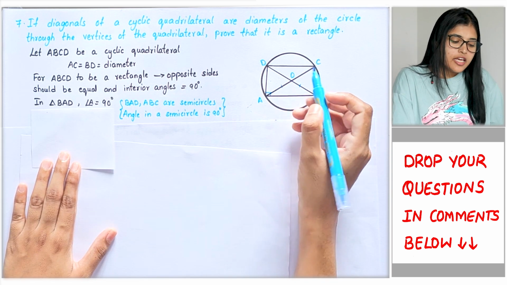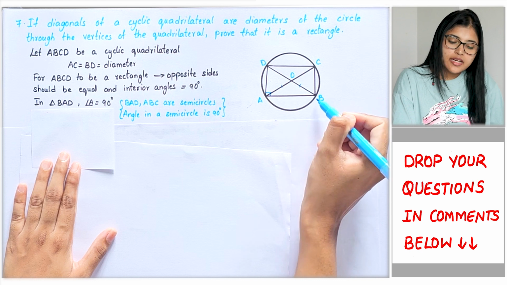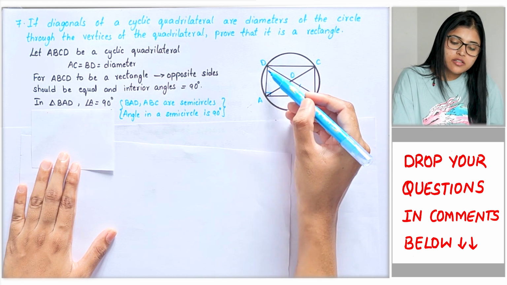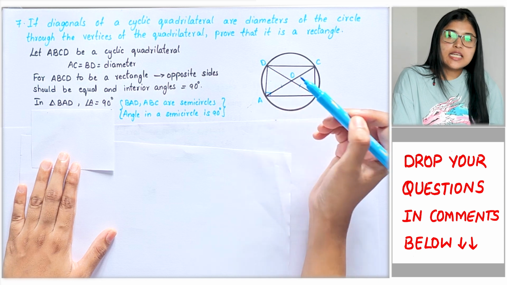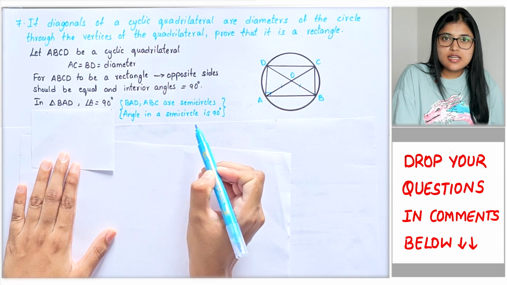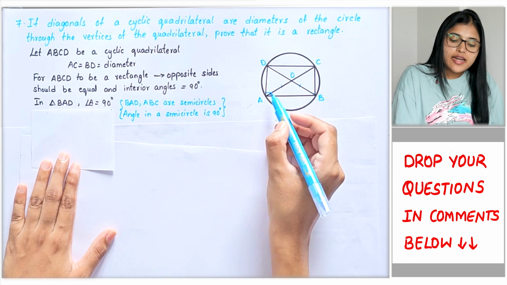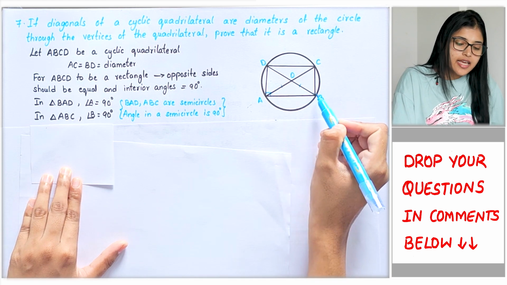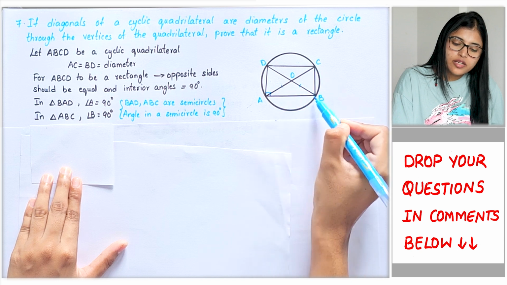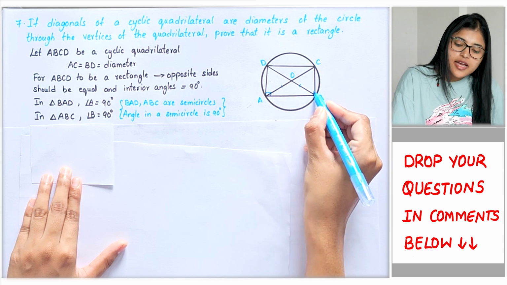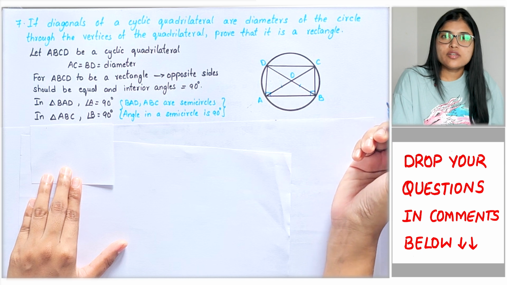In this figure, if I am considering triangle BAD, and because I know that BD is the diameter, this whole arc BAD is nothing but a semicircle, and we know that angle in a semicircle is 90 degrees. So I can write angle A as 90 degrees. Similarly, in triangle ABC, I know that this whole thing is a semicircle. Similarly, I can write angle ABC as also 90 degrees.